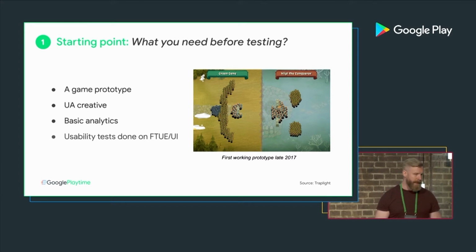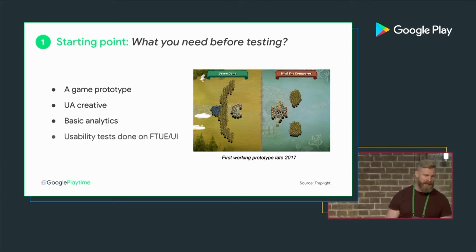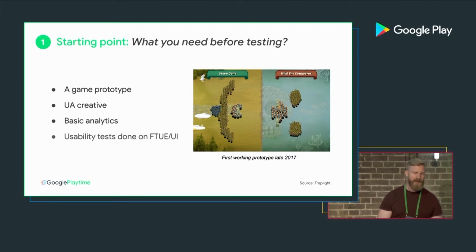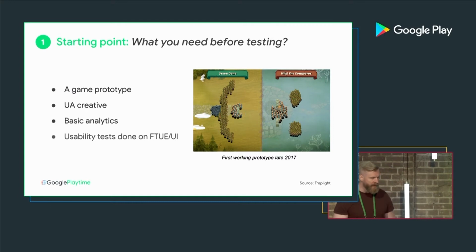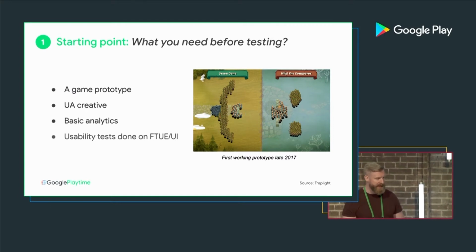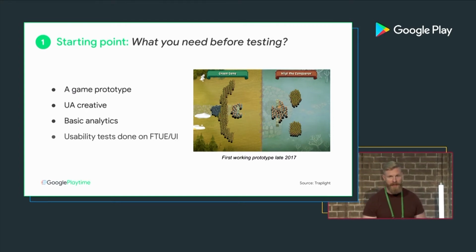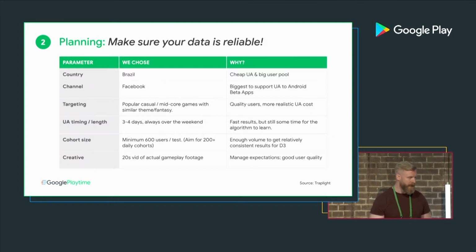game. One important thing is obviously some kind of UA creative once you start testing. We found out with multiple prototypes we built before this game that a simple 20-second video on the actual gameplay is the best one. It has good user quality and also gives you relatively low CPI. But of course, you also need the basic analytics in place and some usability tests done before that.